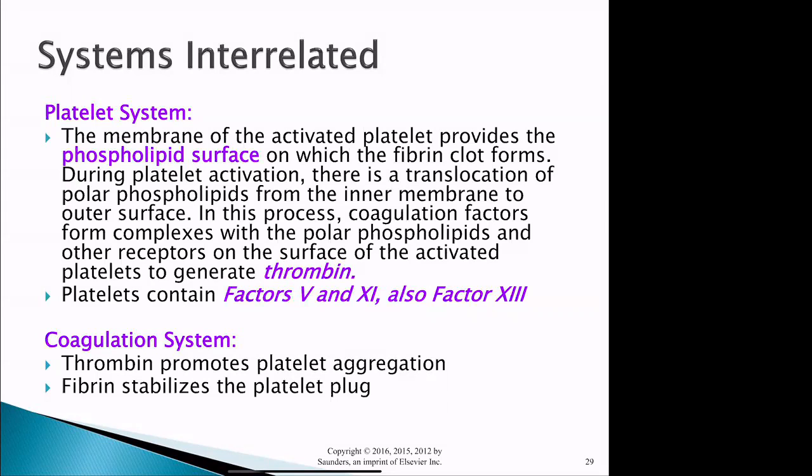And we need this phospholipid surface so that fibrin clots can form on top. Okay, and remember, during the activation process, there's a translocation of the polar phospholipids from the inner to the outer membrane, and we need these polar surfaces so that platelets aggregate and coagulation factors can form complexes on these platelet surfaces, these phospholipid surfaces. Okay, also other receptors on the surface of activated platelets will generate thrombin. And remember yesterday I asked you to make a big circle around thrombin because it's going to be super important.